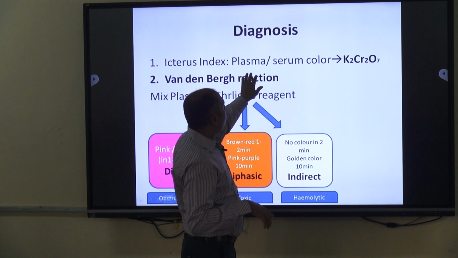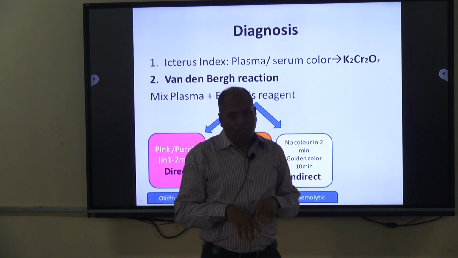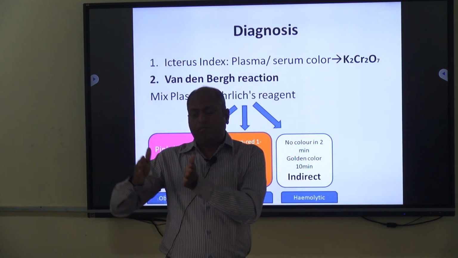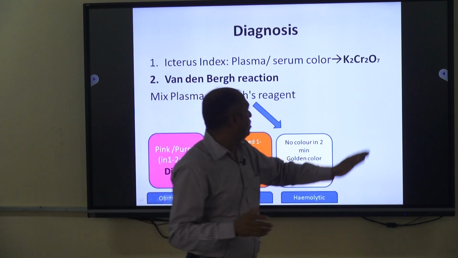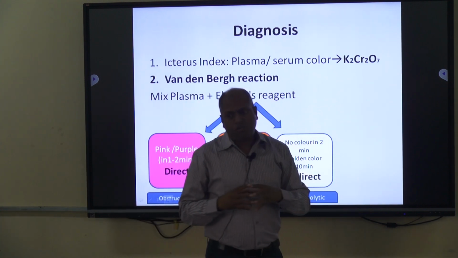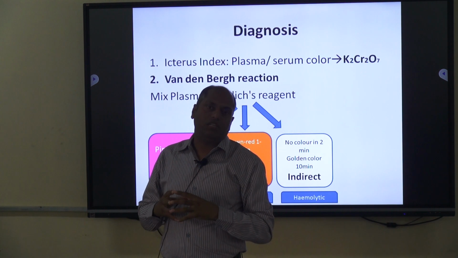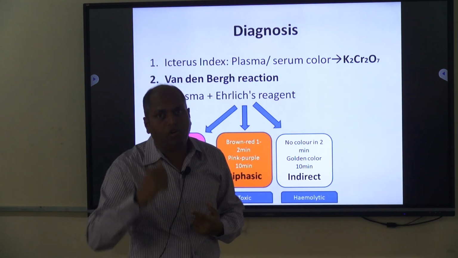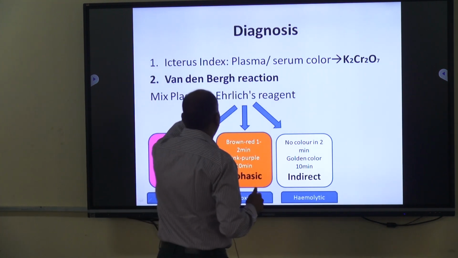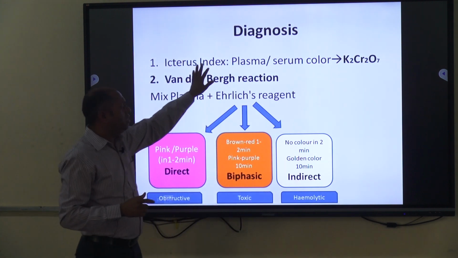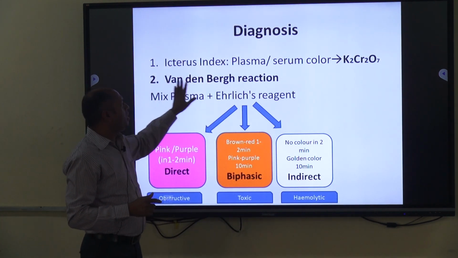In this, the plasma and serum color of the patient is matched with a known concentration of potassium dichromate. So this test is basically subjective, because my eyesight can differ from your eyesight. So it is a subjective test and it does not have much importance. The important one is the Van den Bergh test.